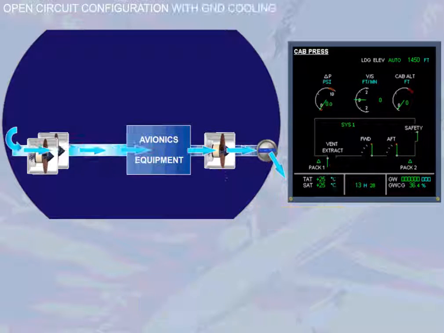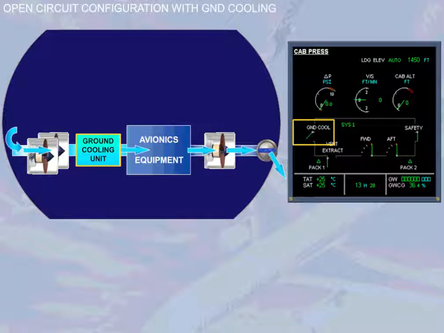In case of extreme hot air temperature, an optional avionics ground cooling unit can be installed. It ensures the cooling of the avionics ventilation air when the aircraft is on ground, the engines are stopped and the ground cool push button switch is in auto position. Note: the ground cooling system is integrated into the avionics ventilation system but operates independently.